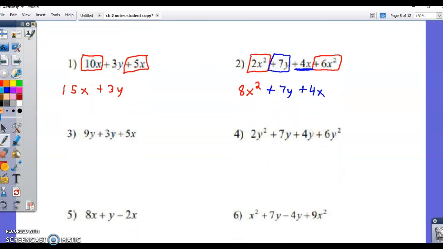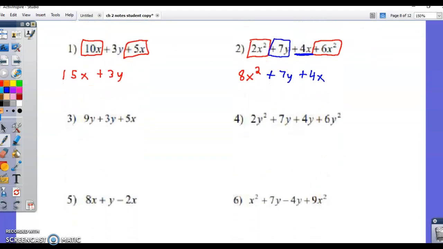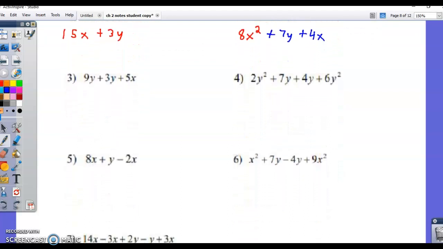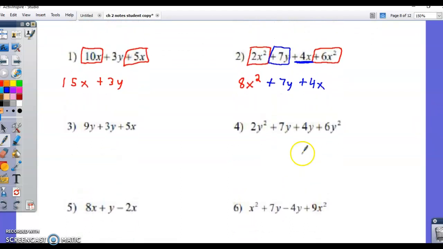All right, go ahead and try the next couple problems and see how you do with these. All right, hopefully you paused it and looked at it, see how we do.